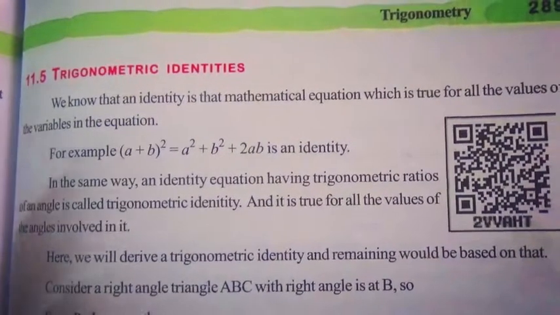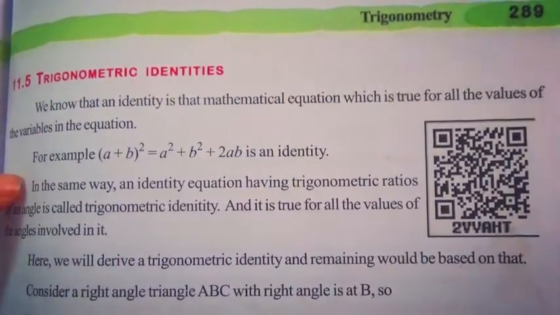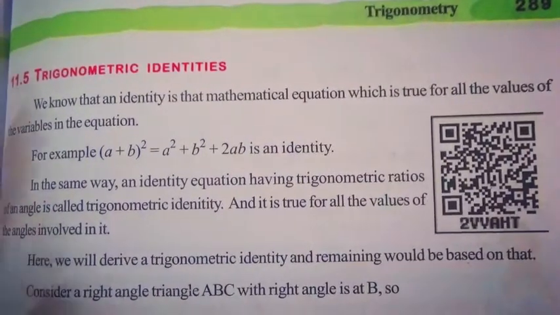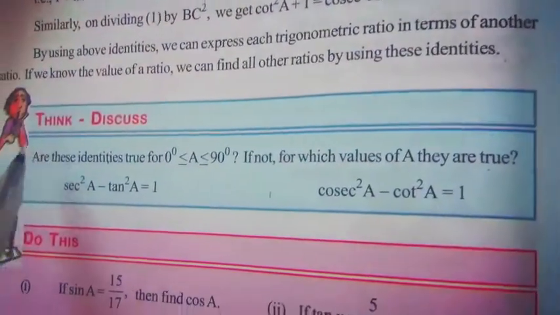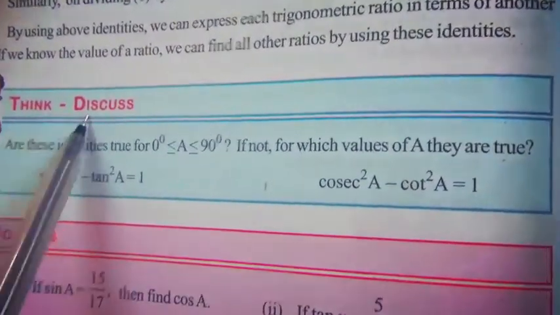Everyone, today I am going to explain trigonometric identities model sums. This is part 5 for you. Already I explained the trigonometric identities. There are 3 trigonometric identities. So look here, the first one is think and discuss.